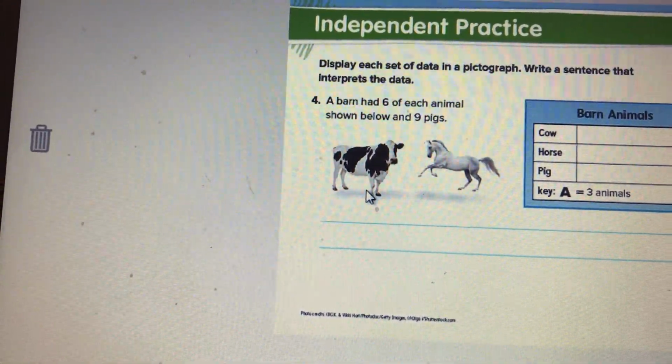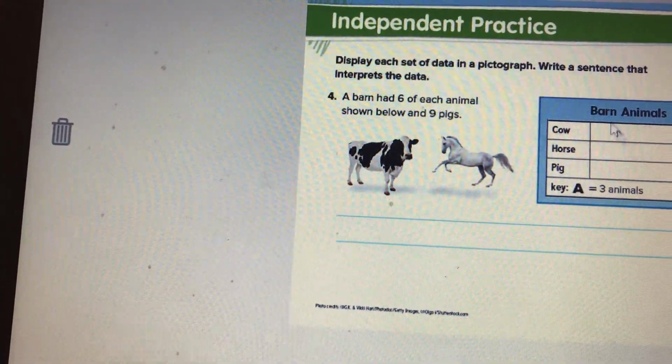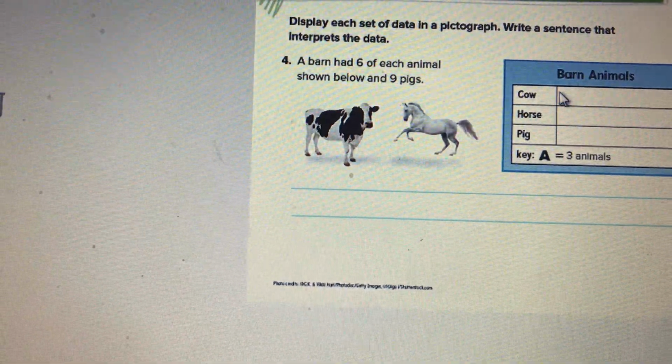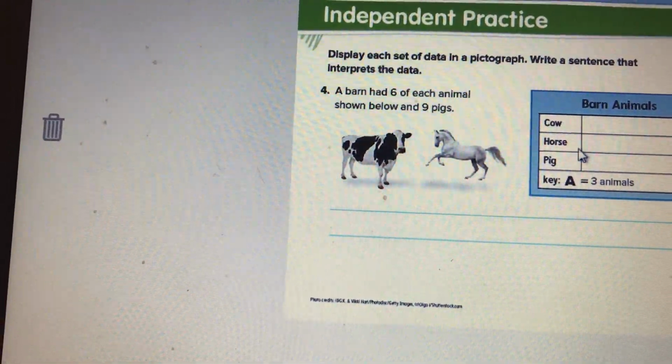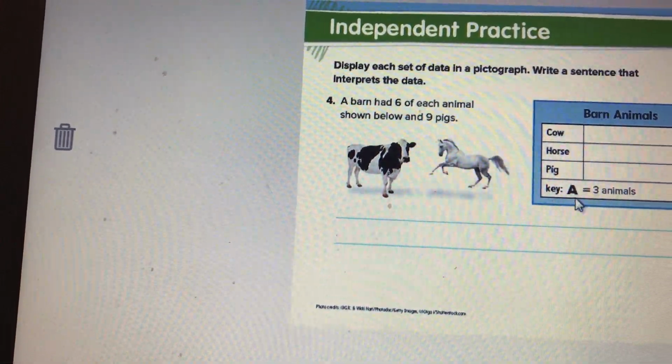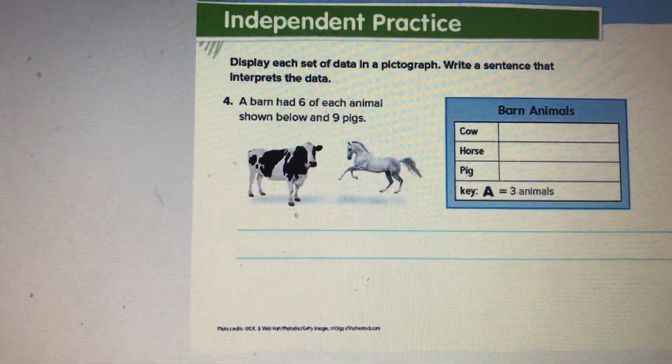So 6, 3 times would be 2 A's right here, right? 6 divided by 3 goes in there 2 times, so 2 A's. Horse, same thing, 2 A's. But a pig, 9 divided by 3 would be 3 A's, right? Okay, so make sure you go ahead and write those in.